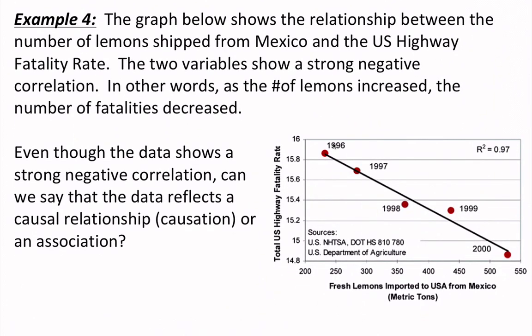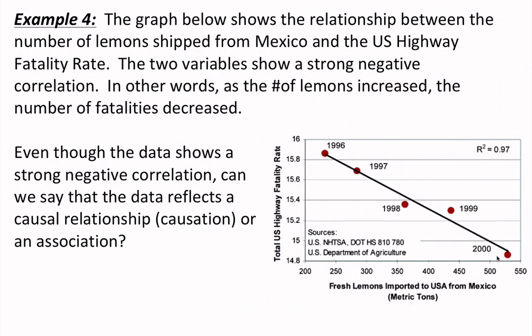Okay, so on this one, it says the graph below shows the relationship between the number of lemons shipped from Mexico and the U.S. highway fatality rate. Remember, that's like the death rate. The two variables show a strong negative correlation. In other words, as the number of lemons increased, the number of fatalities decreased. Okay, so I can see a trend in these points. These points are going down.